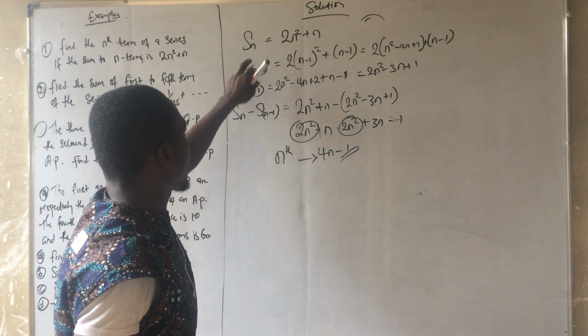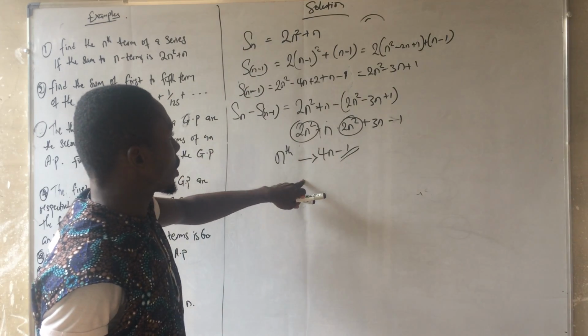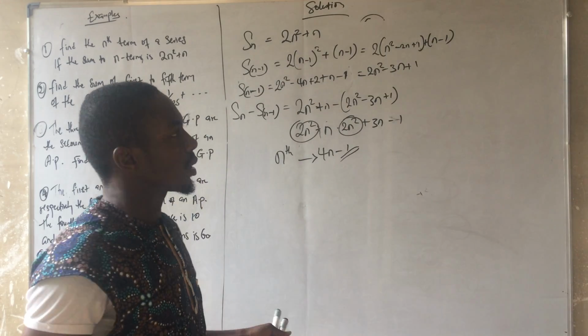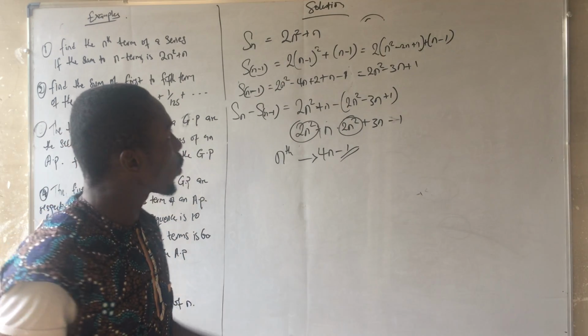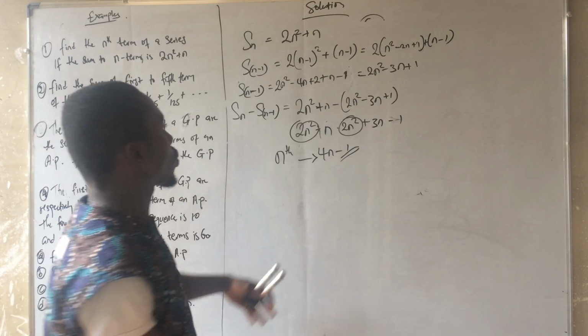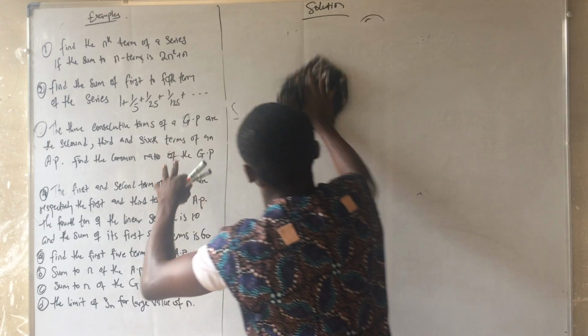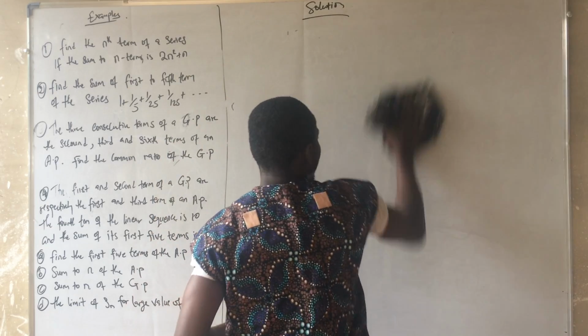Why is this the sum to n? This is the n minus 1 term. This is the sum to n minus 1 terms. So that is it. That is how I managed to solve it. So without wasting our time, let's go over to the next one.